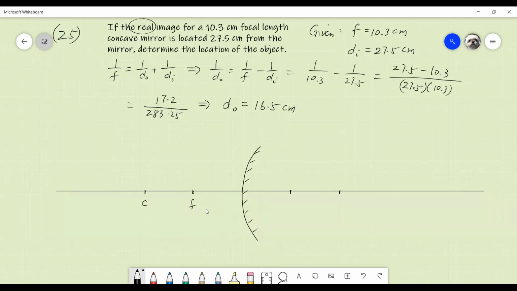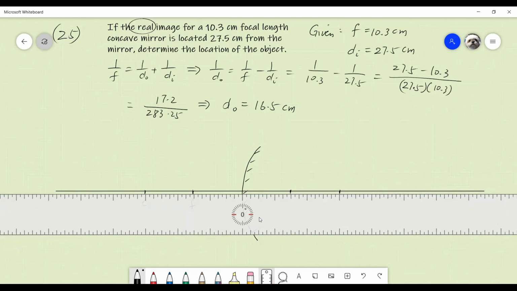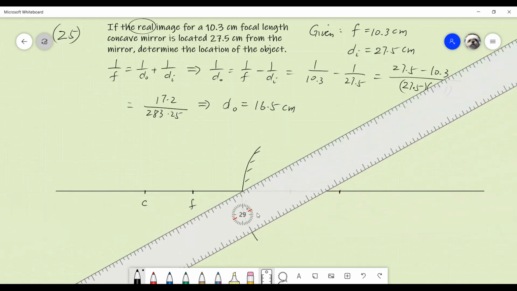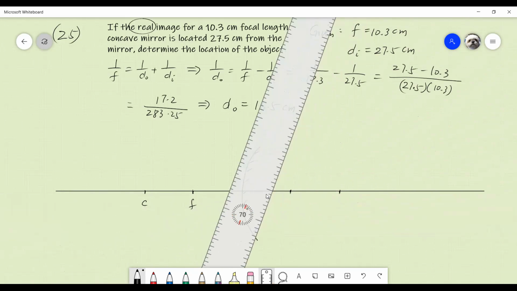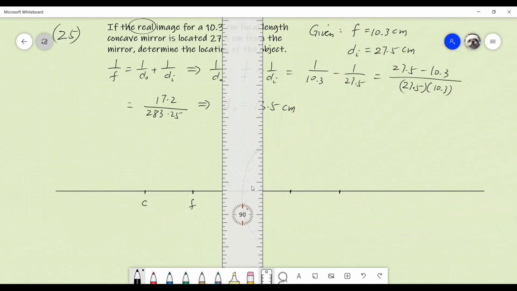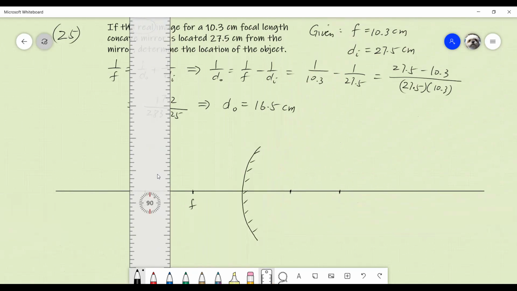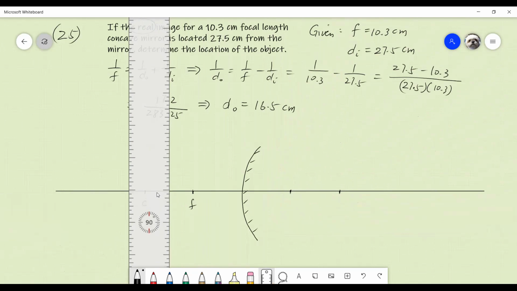Now what I'm going to do is put an image anywhere. The convex mirror has a very interesting property. They all form virtual images. They are all erect. They are all diminished. So for convex mirrors, all the images are virtual, and they are all smaller.